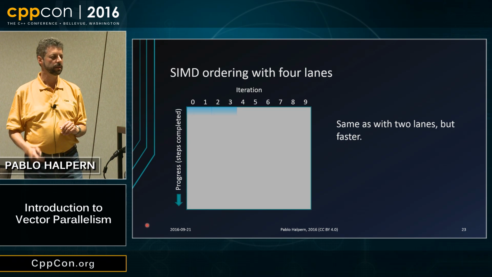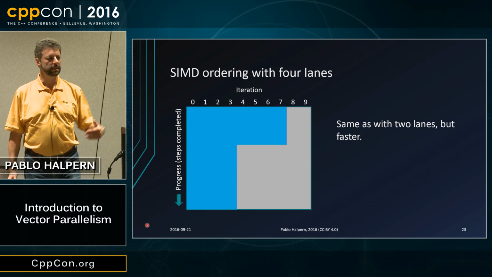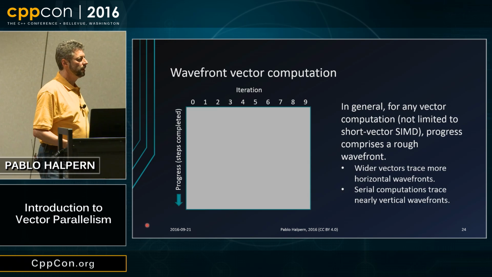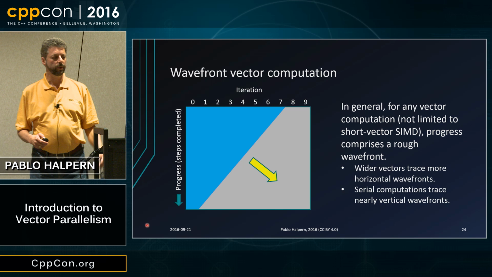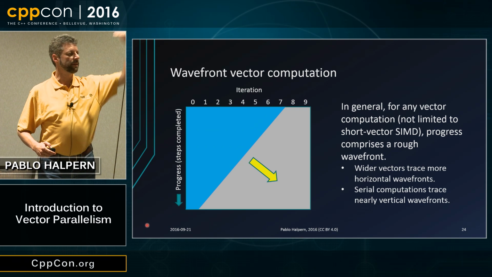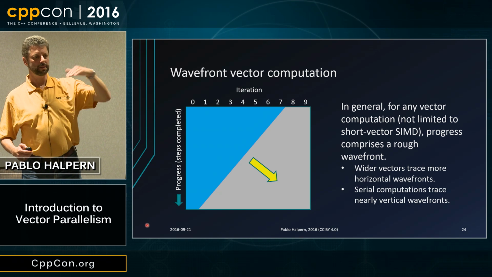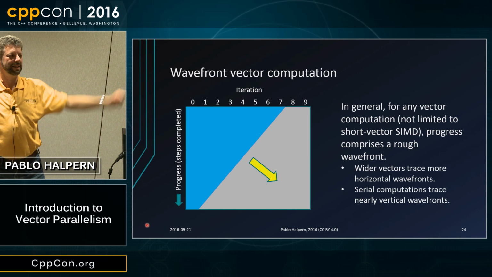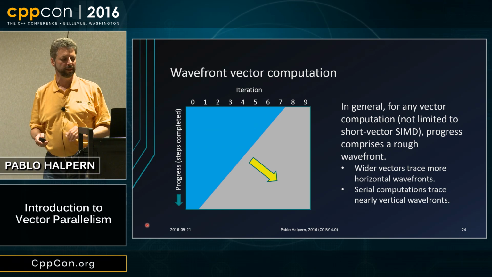Let's look at 4 lanes. Same idea, but now it's happening faster because we're doing 4 lanes at a time. So we've done 4 iterations all at once, and then the next 4 iterations get started. If you look at the shape of this, you see that it forms a pattern which we call a wavefront vector computation pattern, where the computation proceeds from upper left to lower right, that is, from the first iteration towards the last iteration, and from the first instruction towards the last instruction, along this rough diagonal. Now it's a jagged diagonal in reality, but if you extend it to infinity, you'll get something that looks more like a diagonal line, and that's our wavefront. The computation goes along the wavefront.